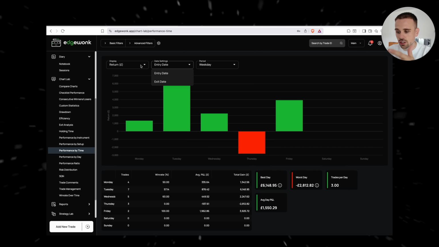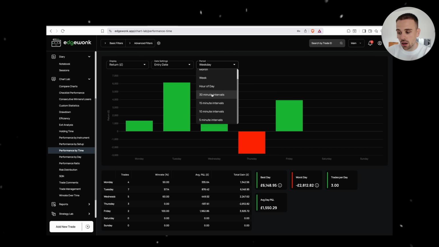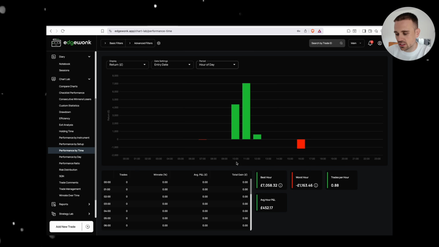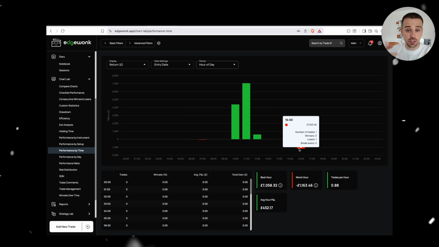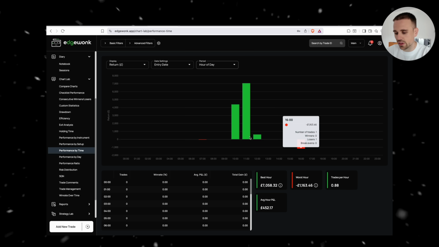You can also change a lot of the things up here by return, hours, the dates, the times, whether it's weekdays, you can do it by the hour, so for example, you can see the most profitable hours of the day for me are here. Trades that tend to run longer tend to lose, which is also super interesting, again, when you're looking at your A+ stuff, your best performing things, right?